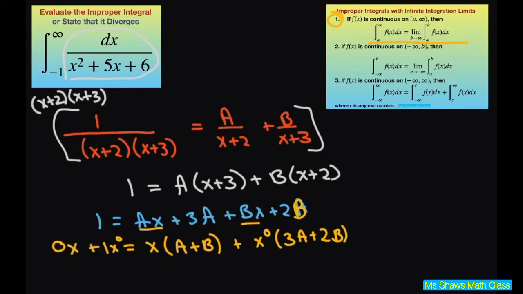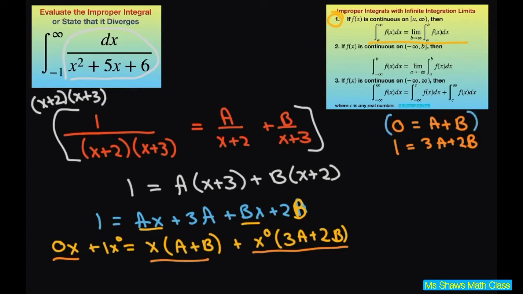So basically, when you equate these two terms together, when you equate coefficients, you're going to get 0 equals a plus b. And for this, we get 1 equals 3a plus 2b. Now let's go ahead and multiply the first equation by negative 2. So we're going to get 0 equals negative 2a minus 2b. Then we have 1 equals 3a plus 2b.